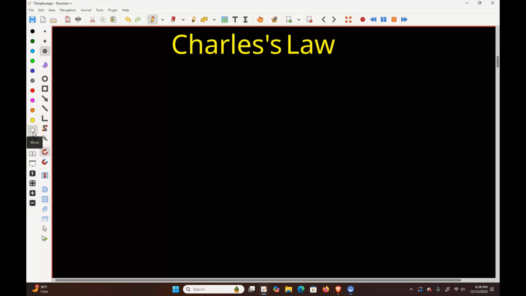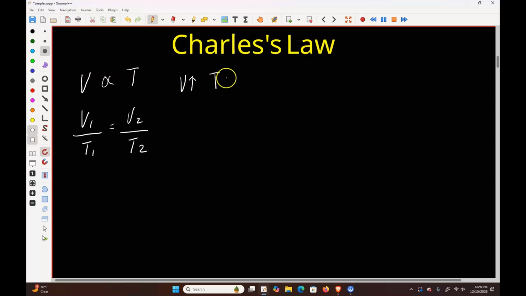Charles's law says that volume is directly proportional to the temperature. So we could write our formula to say then that volume 1 is to temperature 1 as volume 2 is to temperature 2. If the volume increases, the temperature also will increase.